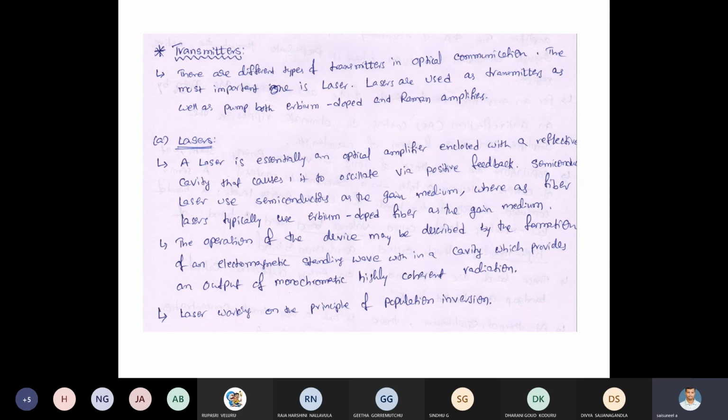Here the laser acts as an amplifier also. Yesterday we discussed the erbium doped fiber optic amplifier, the Raman amplifier and the semiconductor based amplifier. We are using pump sources, right? The pump source is nothing but a laser, that is, lasers are also used as optical amplifiers.